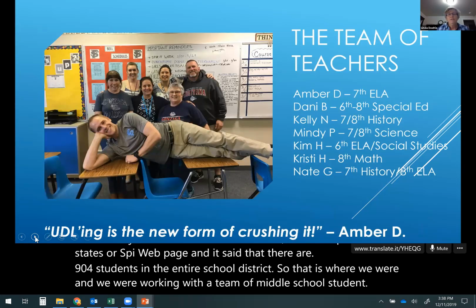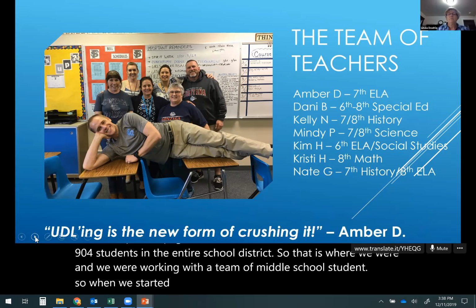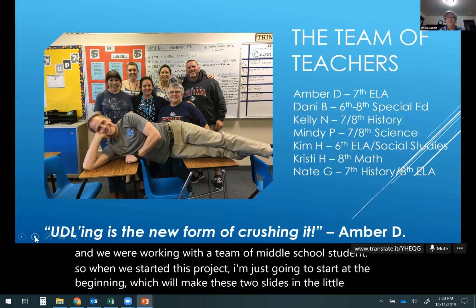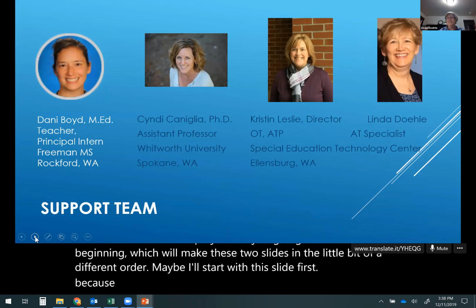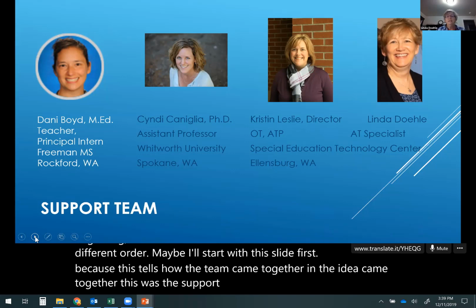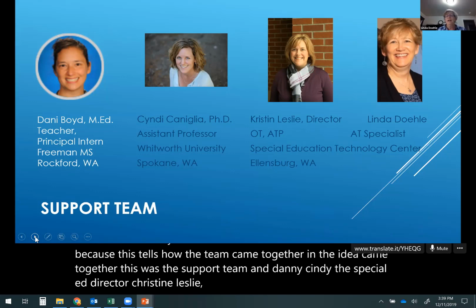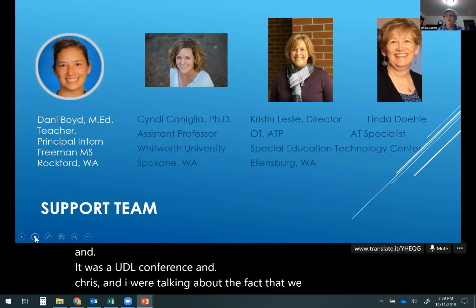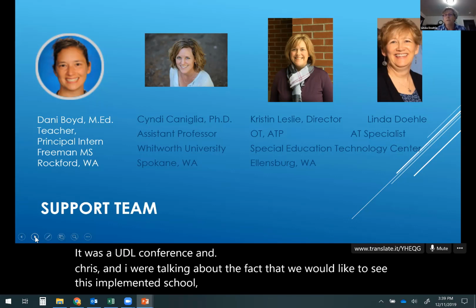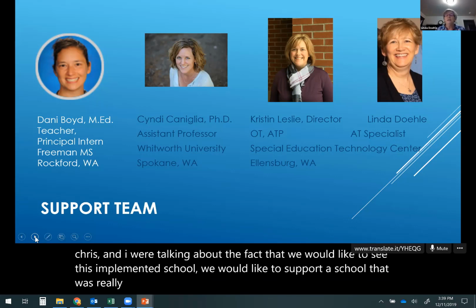When we started this project, I'm just going to start at the beginning, so maybe I'll start with this slide first, because this tells how the team came together and the idea came together. This was the support team, and Danny, Cindy, the special ed director, Kristen Leslie, and I were all at a UDL conference together. Kristen and I were talking about the fact that we would like to see this implemented in a school. We would like to support a school that was really implementing it, trying to start it.